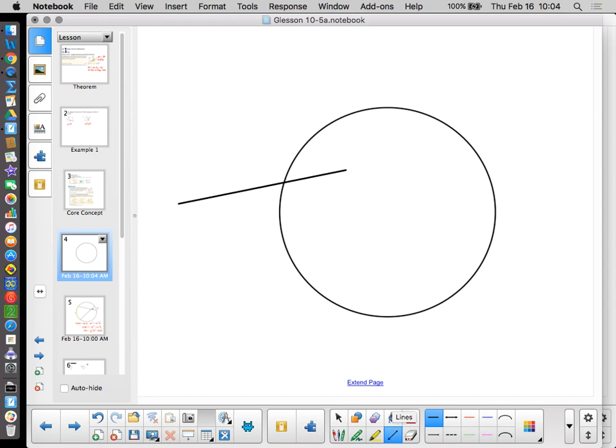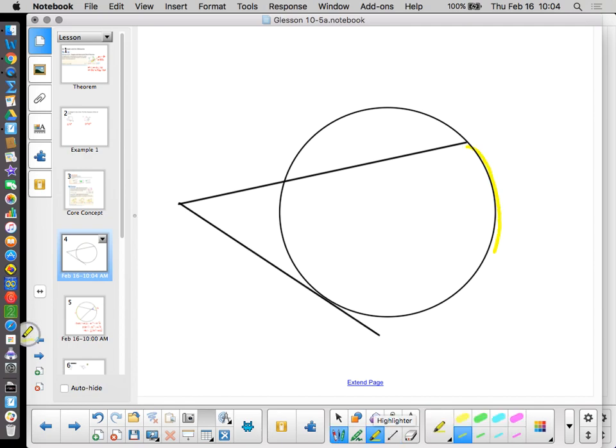Circle. I'm going to draw it. It doesn't matter if it's a secant and a tangent or two secants or whatever it is. I'm going to draw it as a secant and a tangent. Again, big arc, small arc. So I'll call this arc 1. I'll make it red. Call this arc 1. We'll call this arc 2. We'll call this angle x.